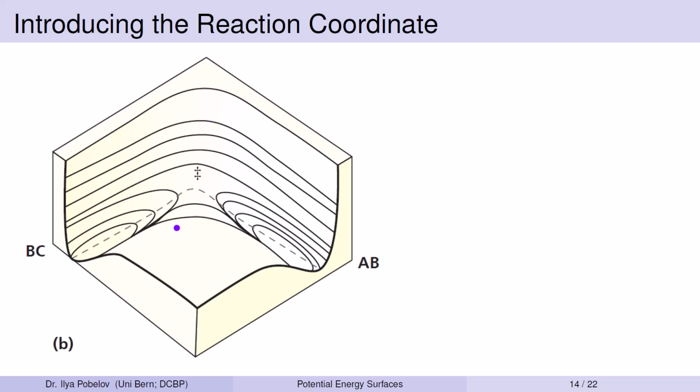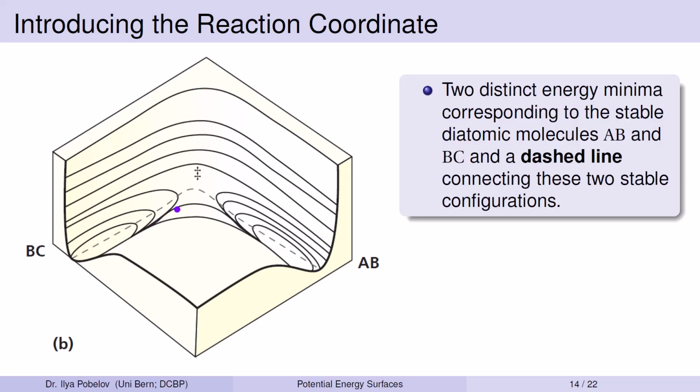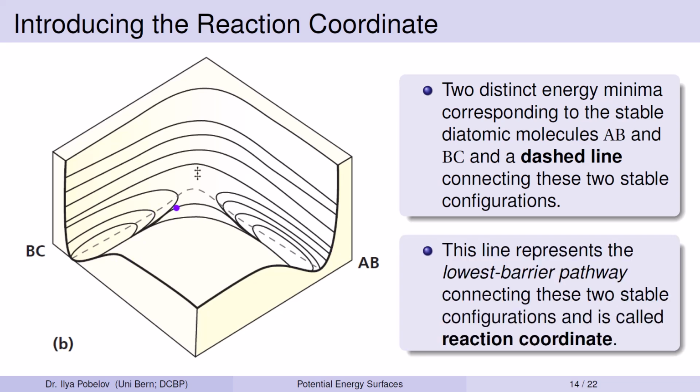Now, let's take a look again at the three-dimensional representation of the potential energy surface. We can see two distinct energy minima corresponding to the stable diatomic molecules AB and BC, and a dashed line connecting these two stable configurations. This line represents the lowest barrier pathway connecting these two stable configurations and is called reaction coordinate.